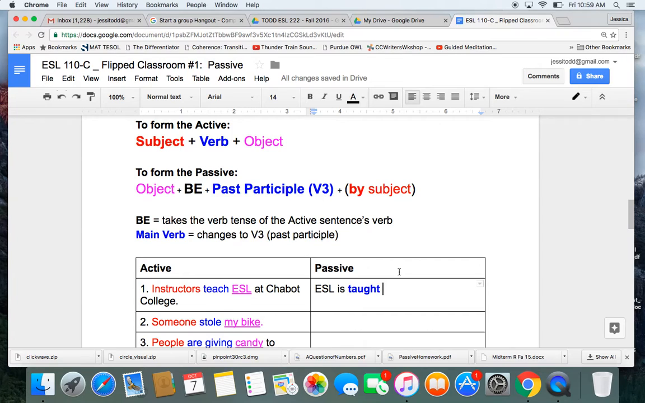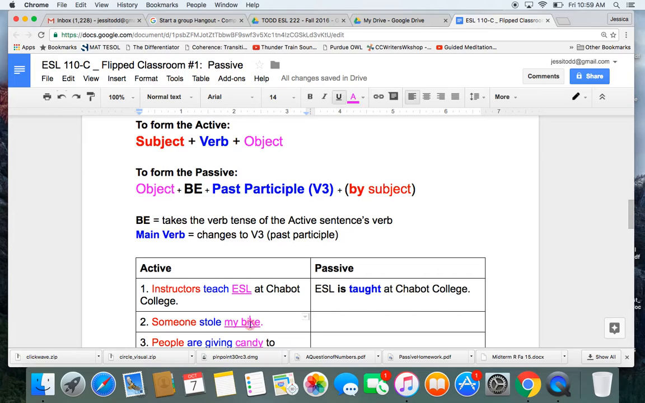Do we want to include it? We could say ESL is taught, and the subject is instructors. So we'll say by instructors at Chabot College. But is it really necessary to say by instructors, right? We might want to omit this because it's obvious that ESL is taught by instructors and not by students, right? Okay, very good. So let's look at number 2 as well.